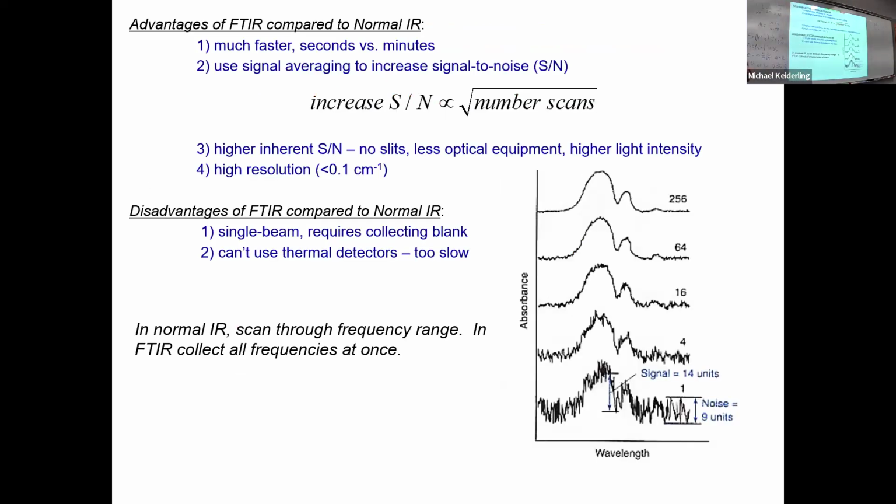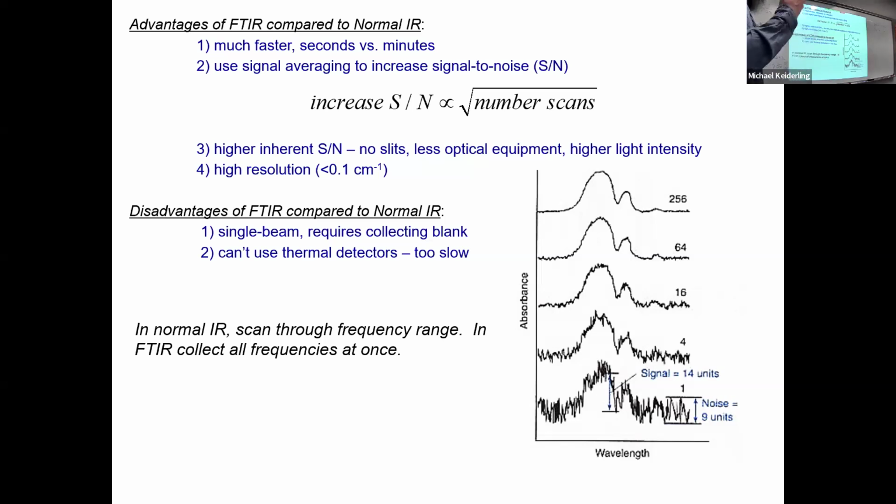And so some advantages of FTIR compared to normal IR: it's much faster, seconds versus minutes. You can use signal averaging to increase the signal to noise ratio, because every time the mirror moves back and forth, you get basically another measurement. So you can increase the number of scans to get better signal to noise ratio. And there's a higher inherent signal to noise ratio because there are no slits, there's less optical equipment, and there's a higher light intensity. Basically, you're not throwing out any of your light in the way that you're choosing wavelengths. And it has a high resolution, like 0.1 inverse centimeters.